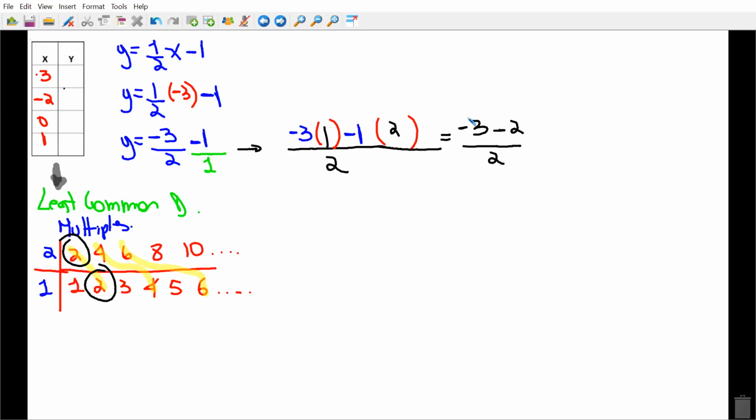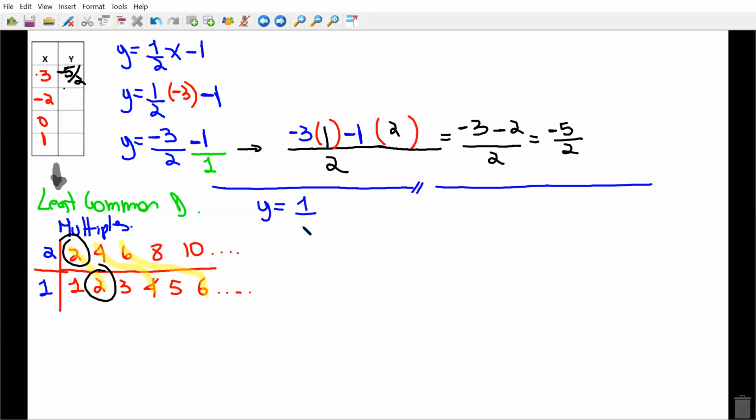How much is negative 3 minus 2, guys? Negative 5. Negative 5 halves, right? So you're going to copy here negative 5 halves. That's the value for y. Now, you also told me you wanted to work with y equal to 1/2 times a value here minus 1. And the value you told me to work with was negative 2. I'm going to include my negative 2 over here.